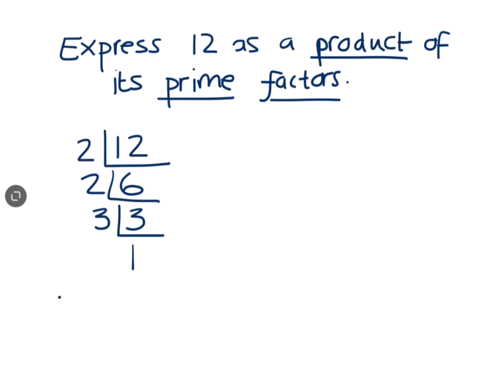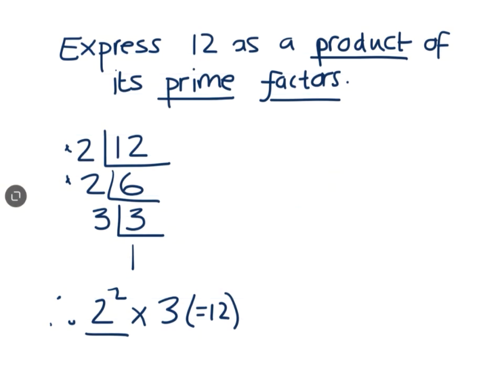So expressing 12 as a product of its prime factors would give us 2 squared, which is 2 times 2, and then multiplying that by 3, because we know that 2 squared is 2 times 2, which gives us an answer of 4. And 4 times 3 will give us an answer of 12.